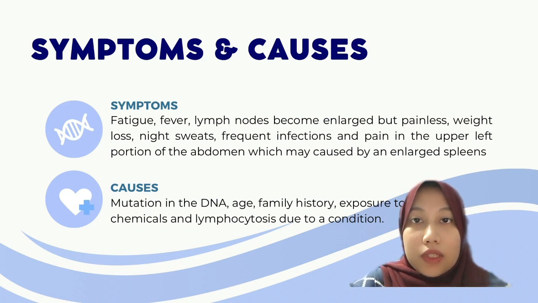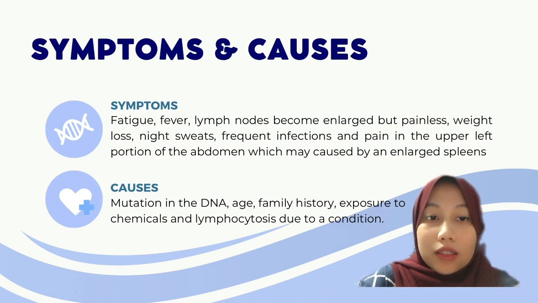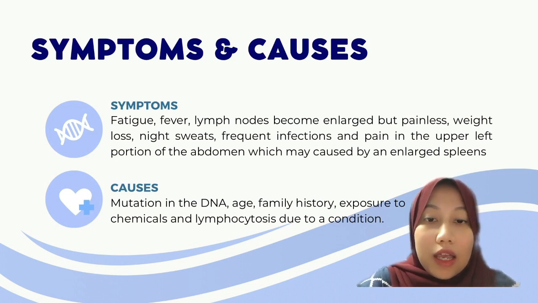Lastly, lymphocytosis due to a condition. B cells are increased due to monoclonal B-cell lymphocytosis, or MBL. For some people with this condition, it might develop into chronic lymphoid leukemia. However, people have a higher chance of developing cancer if they have both MBL and a family history of chronic lymphoid leukemia.